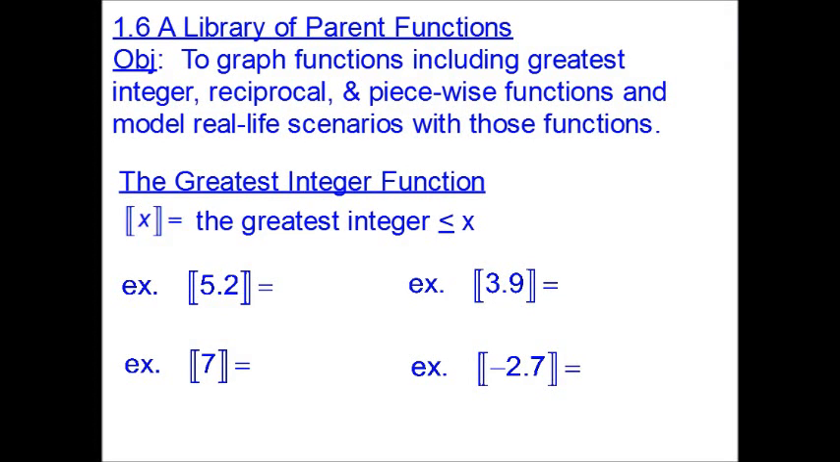Alright, welcome back everyone. We're talking about section 1.6 now. This is what's called a library of parent functions. Honestly, we've done a lot of this before, so what I'm going to do for the video is just focus on the things we haven't done.